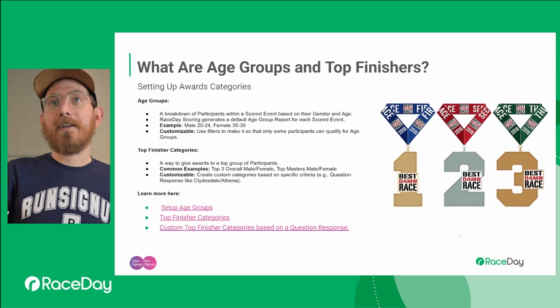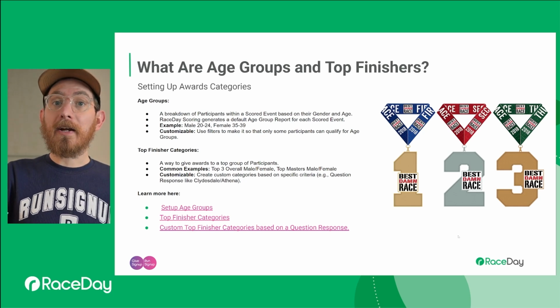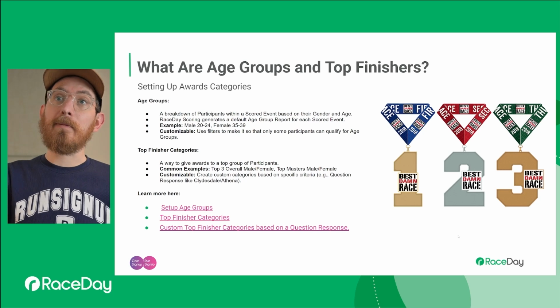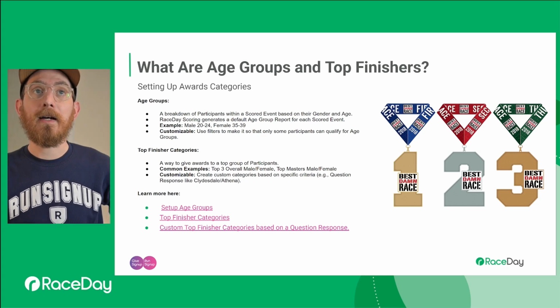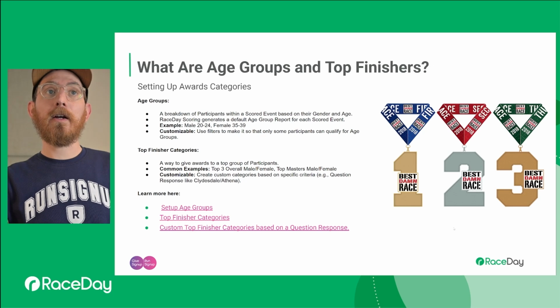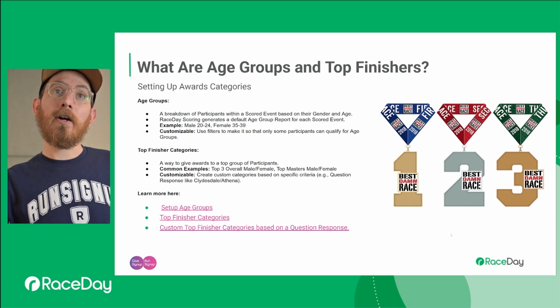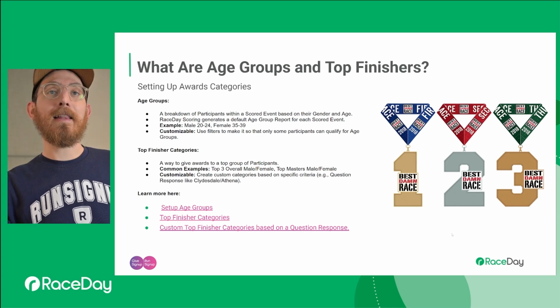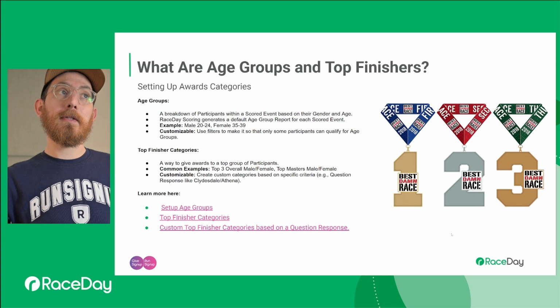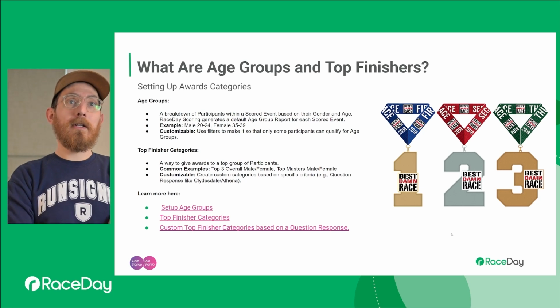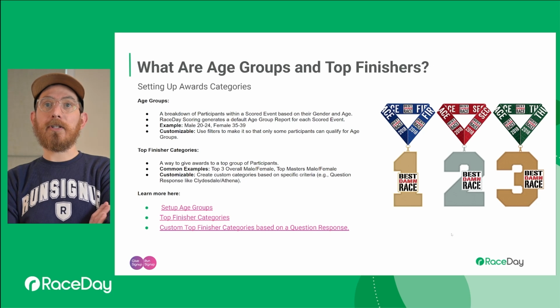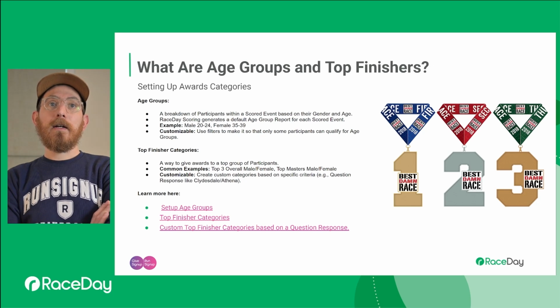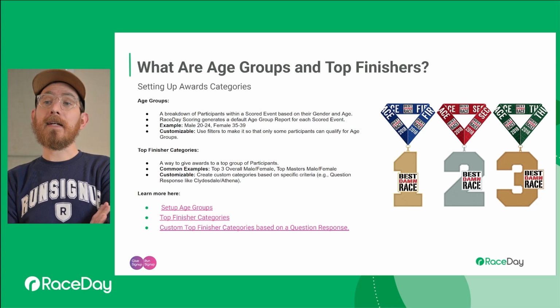You can set up how many people qualify for age groups. So you could say, 3 people get awards, and that would be a way to say that they are an award winner. And then top finisher categories are a way to cover or highlight a top group of participants. Very common example is going to be your top 3 overall male-female, your top masters male-female. You can also do custom categories based on specific criteria.